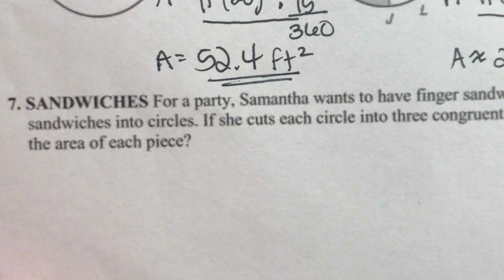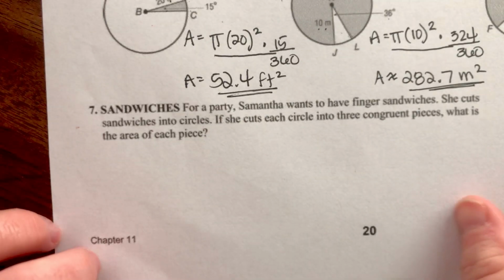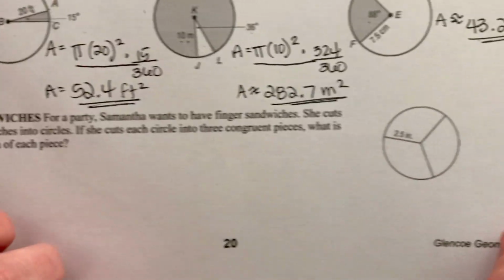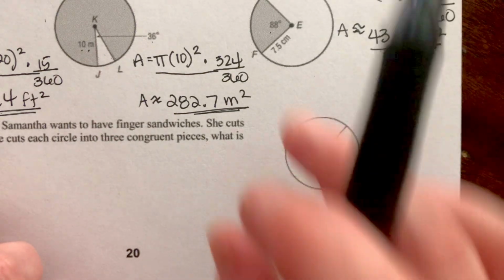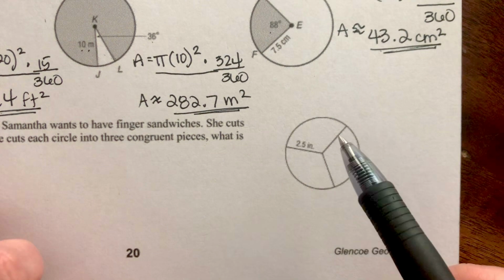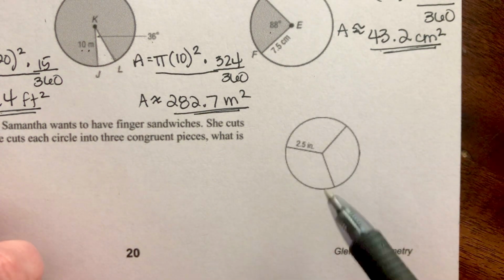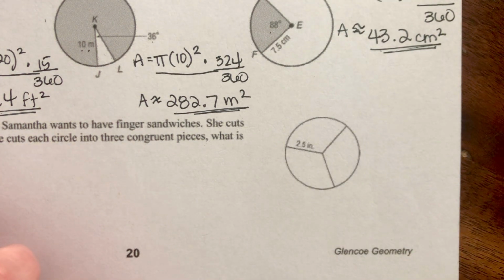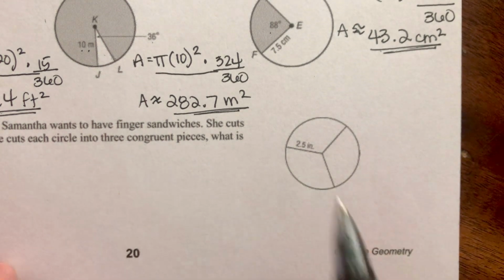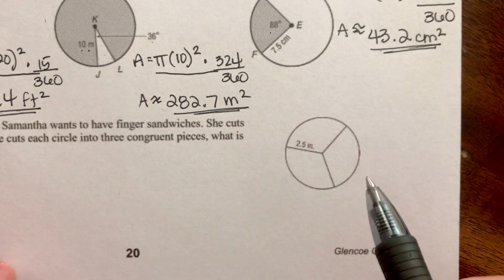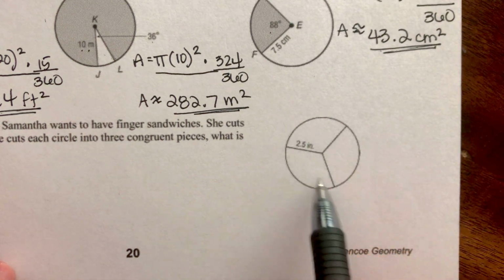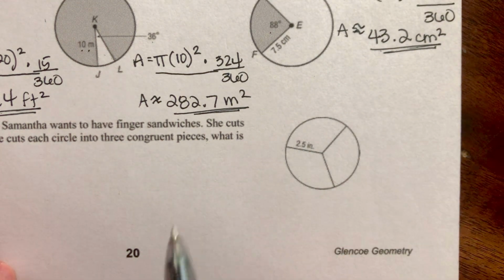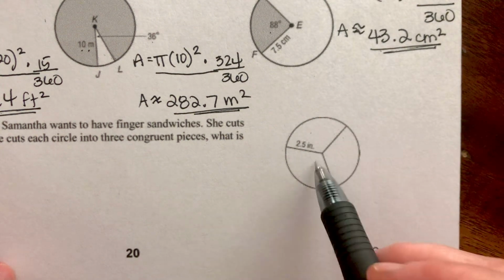All right, and last problem here, sandwiches. Basically, Samantha's making finger sandwiches for a party. So here's a circle. She cuts the crust off and makes a circle, and then she splits up that circle into 3 congruent slices or 3 congruent sectors. So basically, what's the area of one of the little finger sandwiches? So we're going to find the area of the whole circle and then just divide by 3. That's it, because they're all the same size.